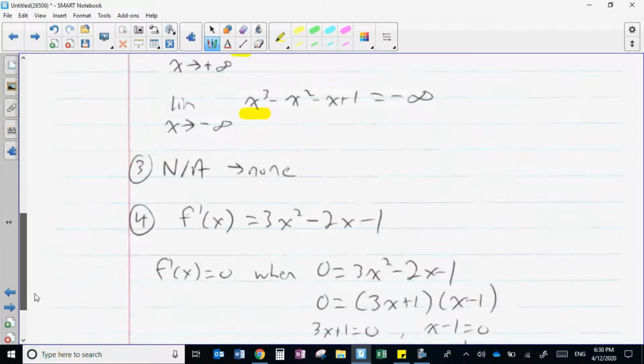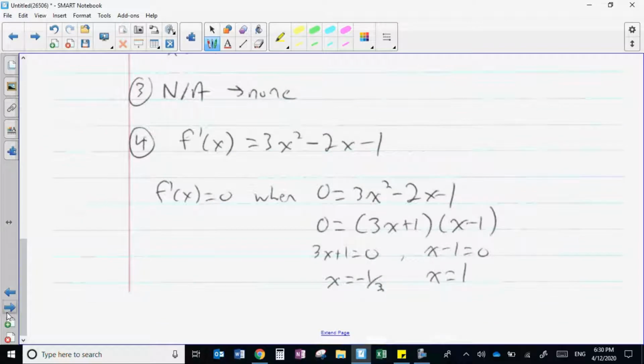Step 4, finding the critical points. That's where we take the derivative. Our derivative here is 3x squared minus 2x minus 1. We set that to 0, okay, and this is a quadratic. You could use the quadratic formula if it didn't factor, but this one factors.